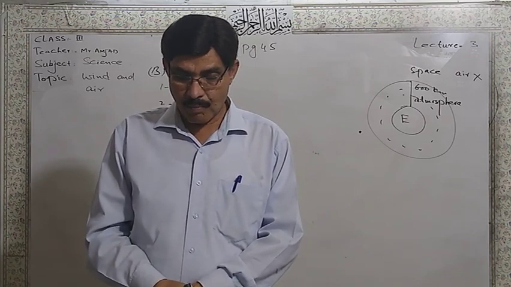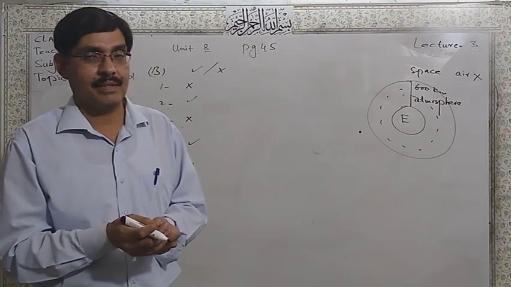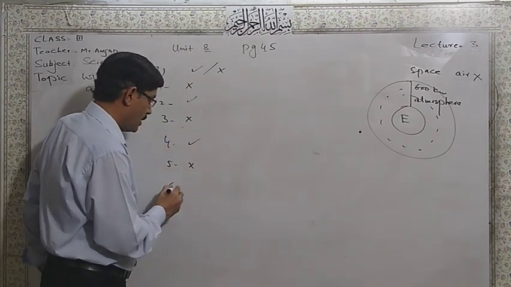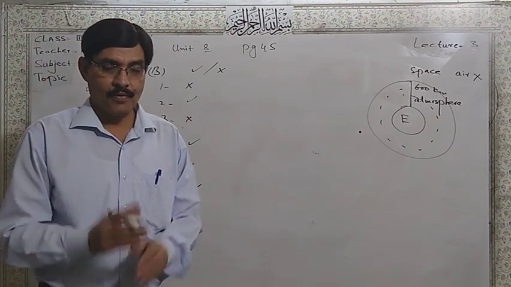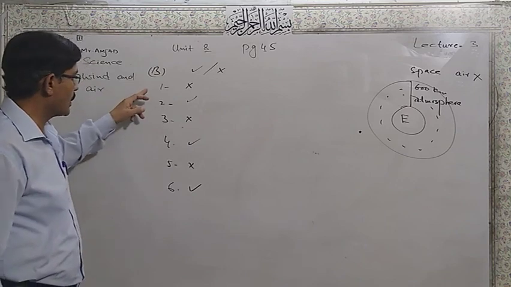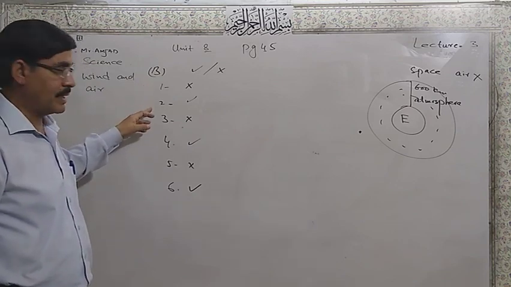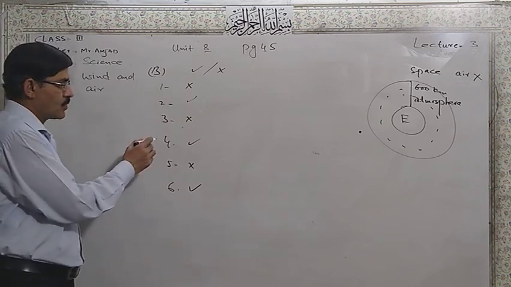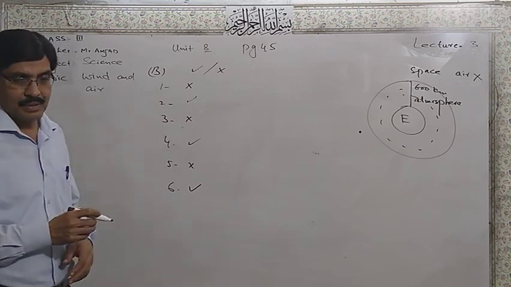Wind is moving air. Yes, wind is the movement of the air. That's one. First one, cross. Second, tick. Third one, cross. Fourth one, tick. Fifth one, cross. Sixth one, tick.